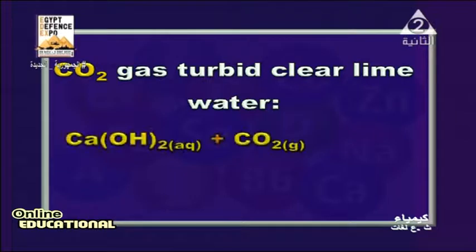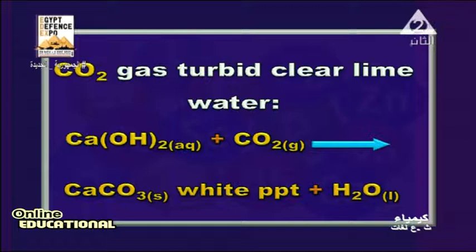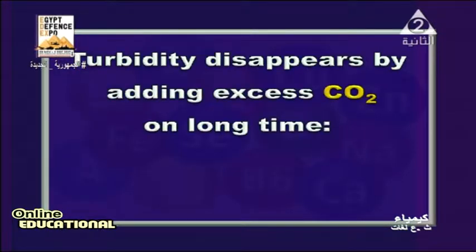What happens when carbon dioxide gas passes through lime water? Lime water is calcium hydroxide. When carbon dioxide reacts with it, it forms a white precipitate of calcium carbonate that turns the lime water turbid, and water is produced. But what about passing this carbon dioxide gas for a long time?